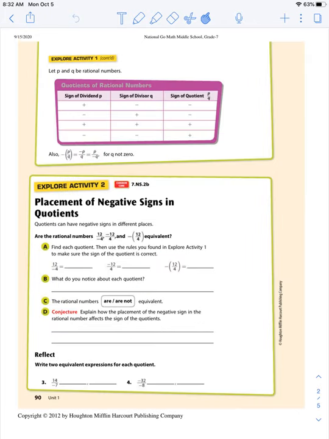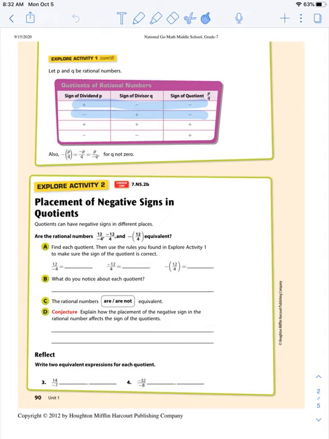So here's that chart that we just wrote on the last page. A positive divided by a negative is negative. Negative divided by a positive is negative. So these are the different signs. When there's a different sign, your quotient, your answer, will be negative. When they're the same signs, your answer will be positive. P and Q are just variables representing the numbers we would use.